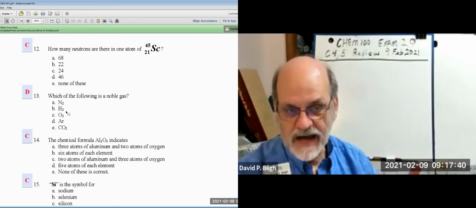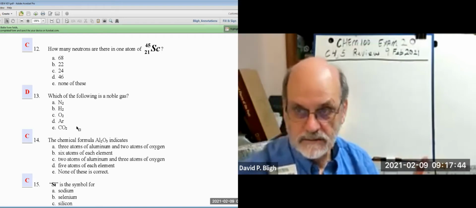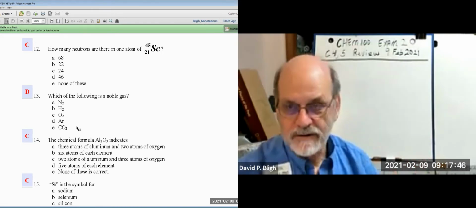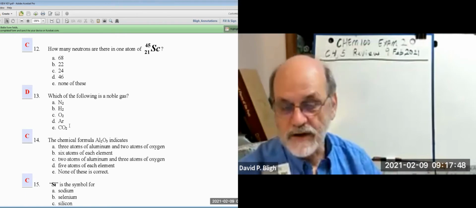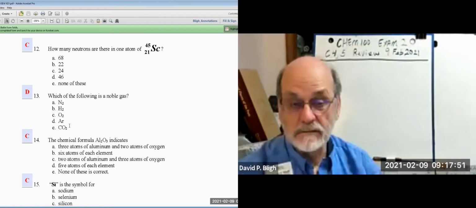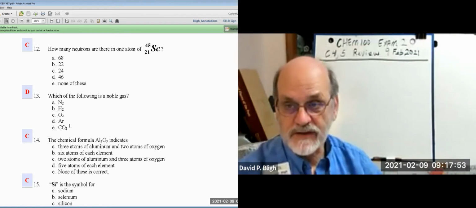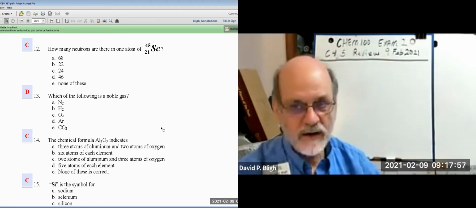That's a diatomic, and a molecule, compound. So none of those could be, because the noble gases are all single elements. They don't play well with others.